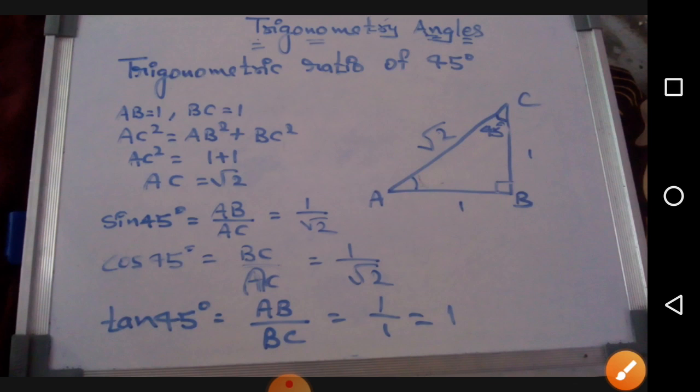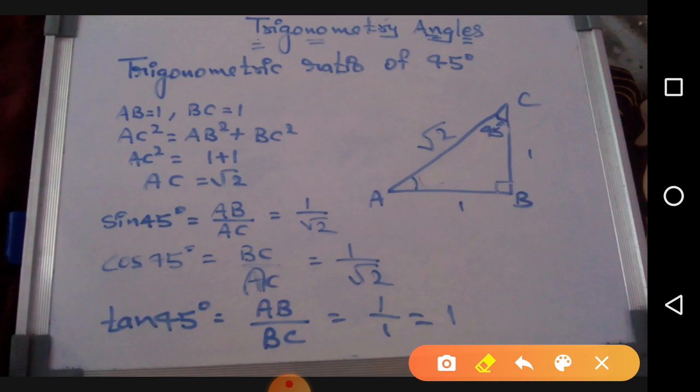Then we have sine 45, and we knew from our earlier concept that sine theta is equal to opposite side by hypotenuse. And what is the opposite side over here? This is AB, and what is hypotenuse? That is AC. Thus 1 by root 2, and same goes with the cos 45. So what is cos 45? Cos 45 is adjacent side, that is BC, upon hypotenuse, that is 1 by root 2. Thus we get 1 by root 2.